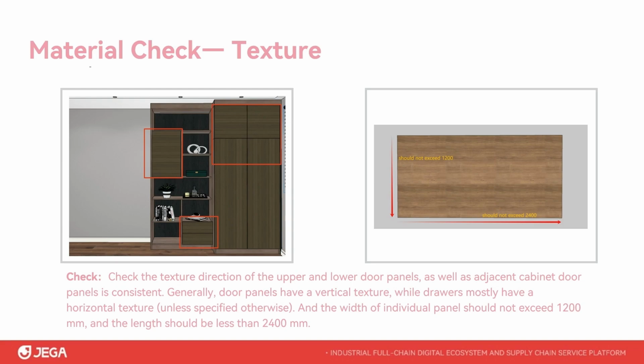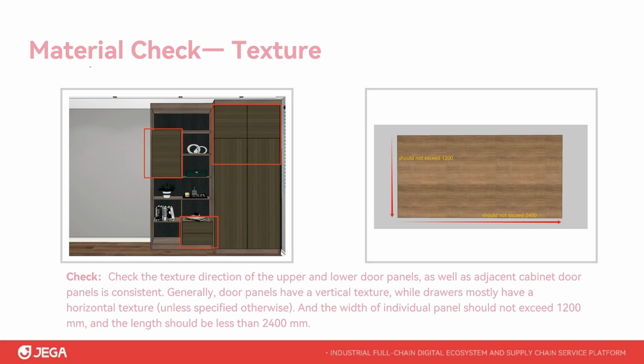Next is to check whether the texture directions of the upper and lower door panels, as well as adjacent cabinet door panels, are consistent. Generally, door panels have a vertical texture, while drawers mostly have a horizontal texture, and the width of the individual panel should not exceed 1,200 millimeters, and the length should be less than 2,400 millimeters.